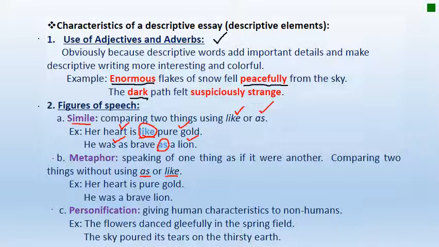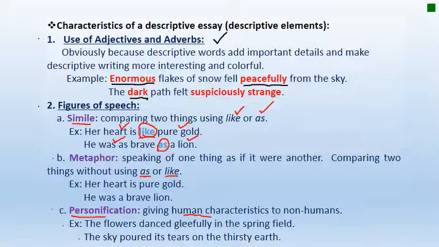Finally, personification, as the name suggests, giving person characteristics or human characteristics to non-human things or to non-humans. Example, the flowers danced gleefully in the spring field. Of course, gleefully means happily. Do the flowers dance? No. Humans dance. I'm giving human traits to flowers, therefore I'm using personification.